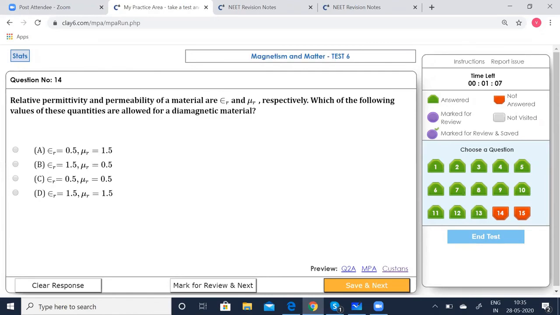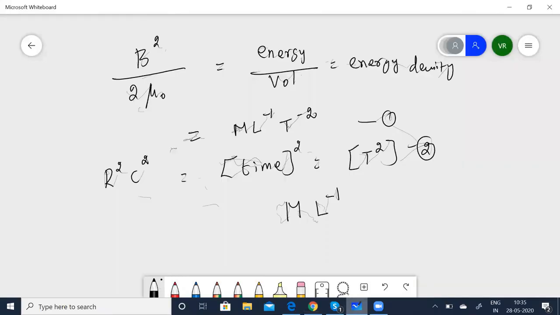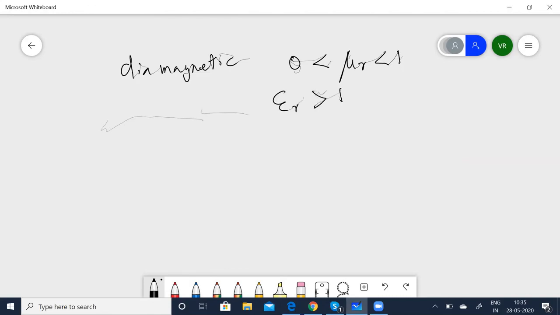Relative permittivity and permeability of a material are epsilon r and mu r respectively. Which of the following values of these quantities are allowed for a diamagnetic material? For a diamagnetic material, you know that 0 is less than mu r is less than 1. And for any material, epsilon r is greater than 1.